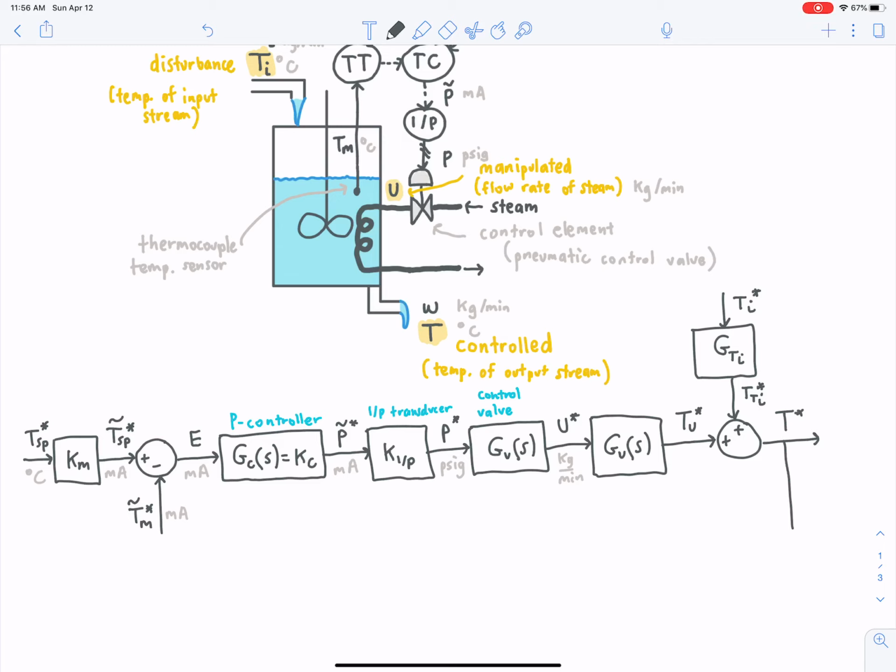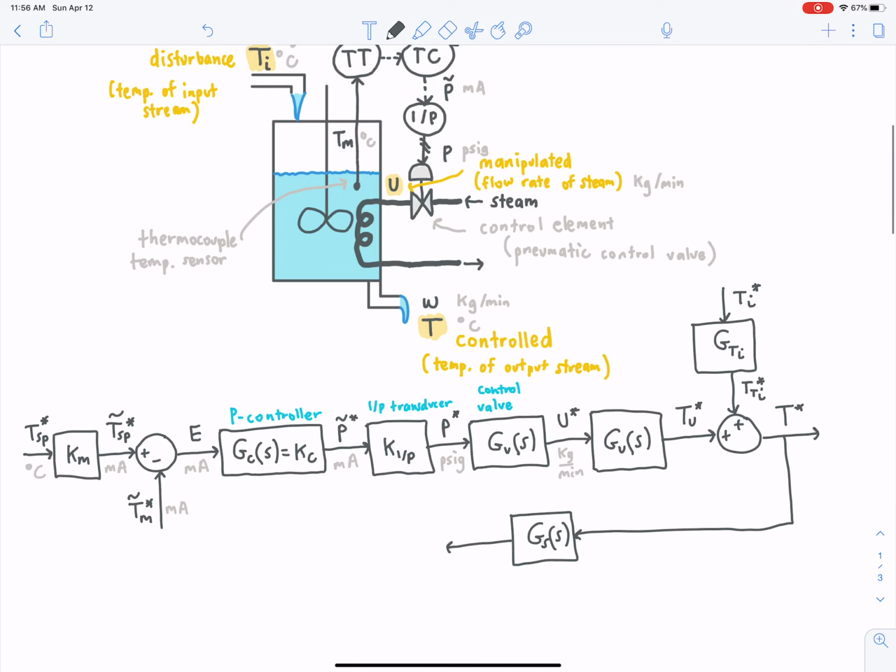And then this temperature is measured by a sensor, which might have some dynamics. So we'll call that GS of S for sensor. And the sensor outputs a measured temperature, okay? And that's in degrees C, right? This is degrees C, degrees C, degrees C. All right, and then this is your process, which is affected by the manipulated variable, and it's also affected by the disturbance variable. It's your sensor.